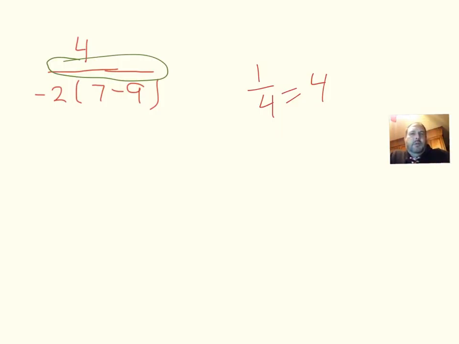The first thing I'm going to want to do is use the distributive property. So I'm going to draw these lines there to show you that I'm using the distributive property. -2 times 7. First I'm going to do this. I'm going to start rewriting my equation. Keep my original 4. -2 times 7 is -14. -2 times -9 is positive 18.